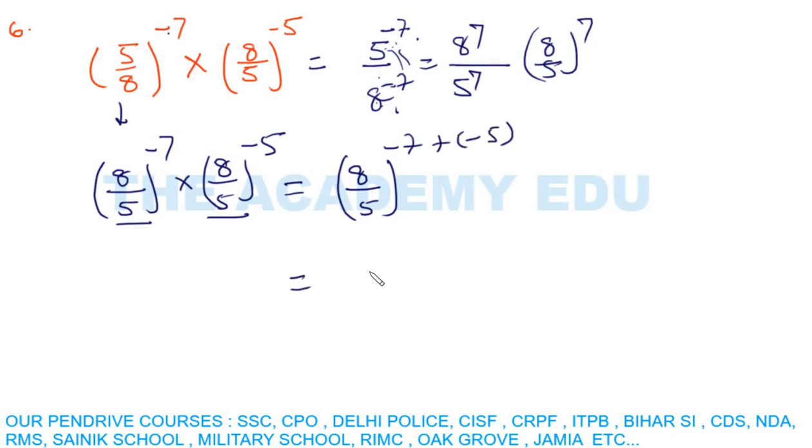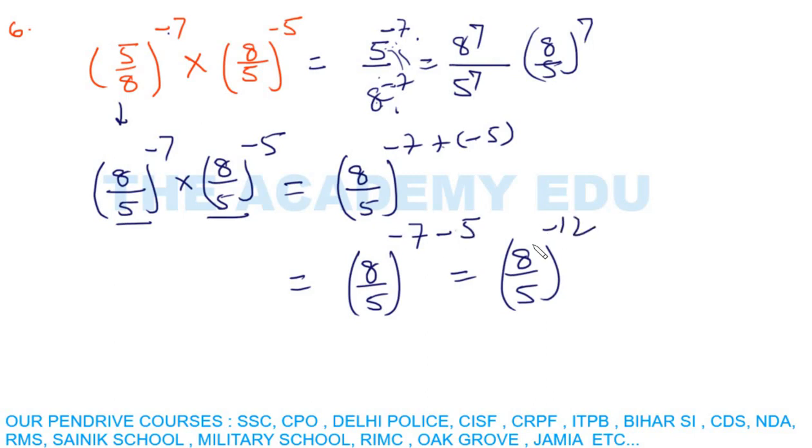So what I will write it, 8 upon 5 minus 7. Okay, this plus minus minus 5. So 8 upon 5 and minus 12. Minus minus plus sign minus. What I can write here now, 5 upon 8. See, this is minus now. So change the numerator and denominator. So 5 upon 8 and power become plus. So 5 by 8 and power is 12. This would be your answer.